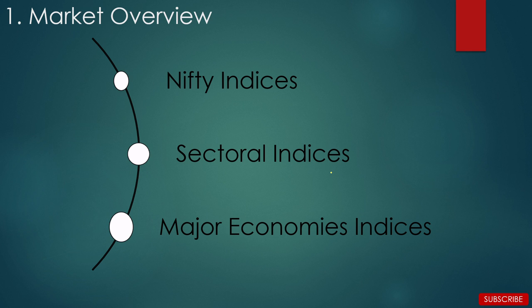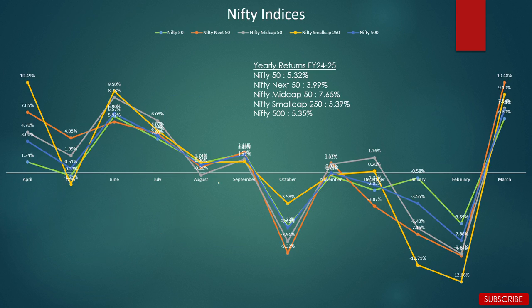So, FY 24-25 was a very volatile year for Indian stock market. Let's see how the indices performed. I'll present 5 Nifty indices, 19 sectoral indices, and we'll see the top 10 major economies of the world. So, let's start with Nifty indices.